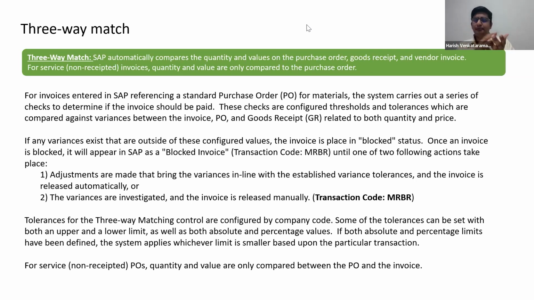Because, to put it another way, 9 quantities have been purchased for 99 rupees, which is well within my overall purchase order value of 100. But individually, there is a difference from 10 rupees to 11 rupees, right? How is the system going to treat all of these variances?